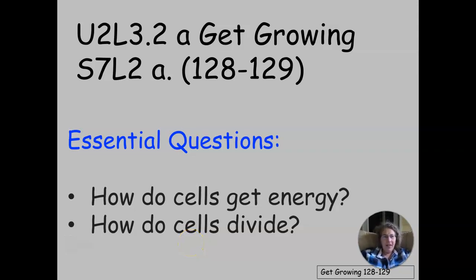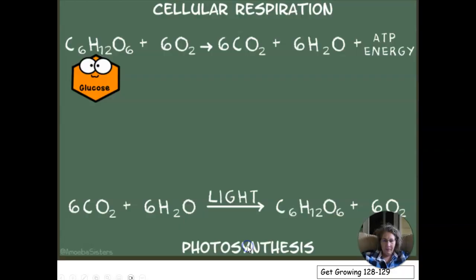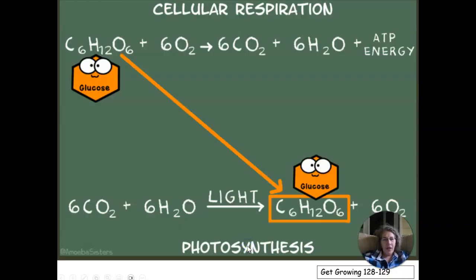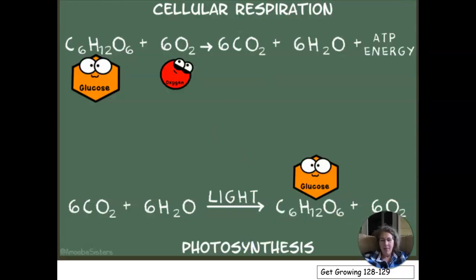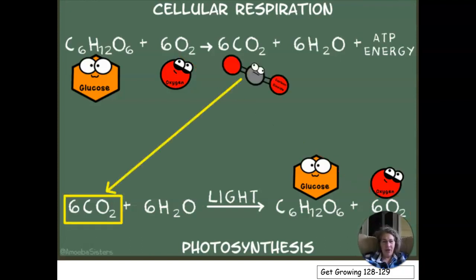Hey, here we are in the second part of lesson 3 called Get Growing. The two questions that we're going to investigate are how do cells get energy and how do cells divide? And so here you have an animation of two processes, photosynthesis and respiration.